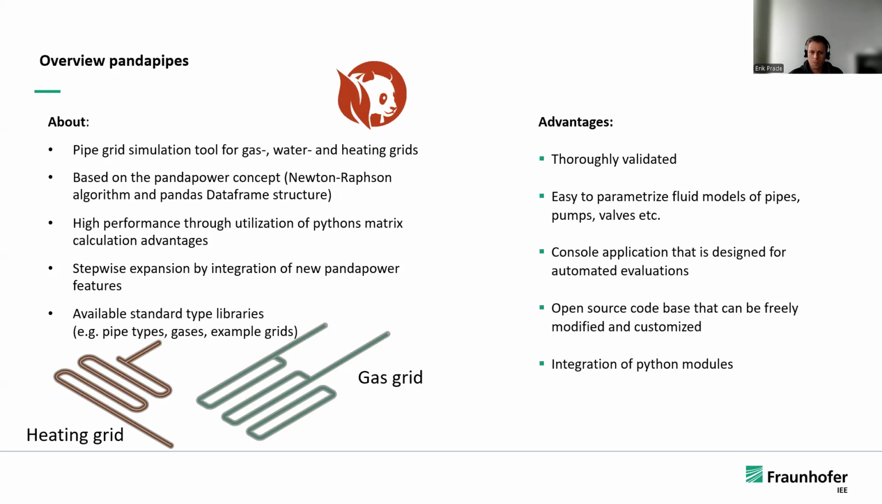What are the advantages of pandapipes? Like I already said, it's thoroughly validated with, for example, StarNet and Modelica. The model of the grid itself is easy to parameterize. If you want to change something, you can just do it in the console. If you want to model your own type of pipes or other components or fluids, you can also do that if you don't want to use the standard type libraries. And then another advantage of this console application is that you can build your own framework or code around it and automate your analysis for your grids yourself.